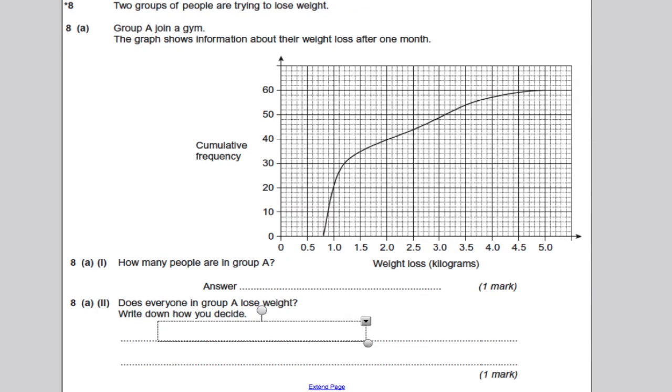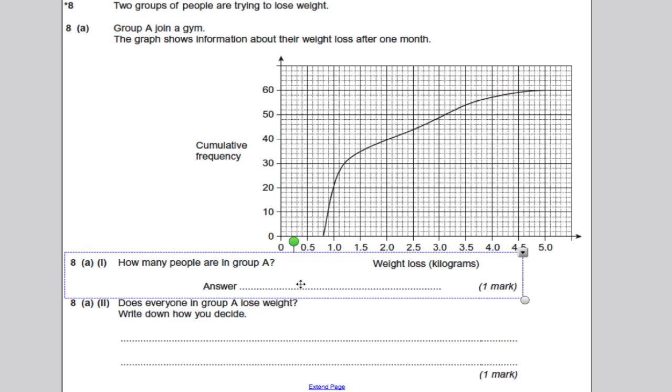Okay, the next question. Two groups of people are trying to lose weight. So we got group A who are in the gym, and here's a cumulative frequency diagram representing that. How many people are in group A? If you look at the very top here, what is my cumulative frequency? At the top of the graph, it's 60. So the number of people in group A must be 60. That's the total number of people.